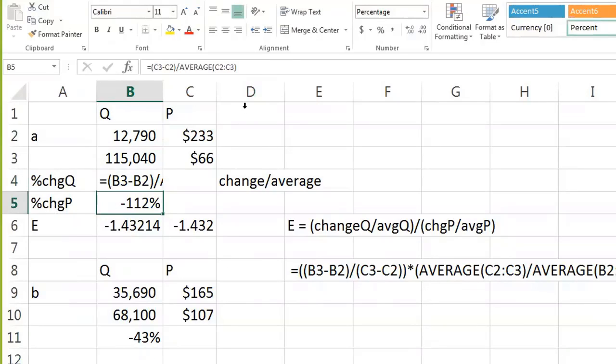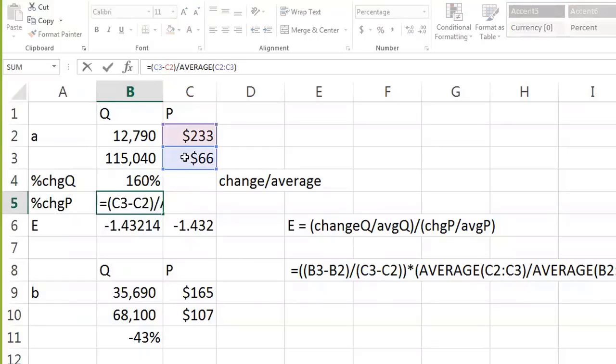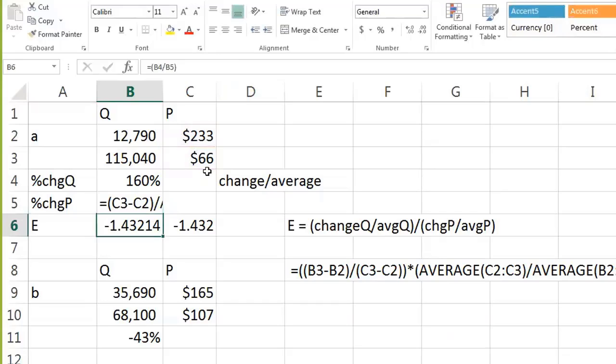On the percent change of price formula, I'm doing the $66 minus the $233. And you have to be consistent with the order that you're doing these things. The $66 is associated with 115,000. What I did with the quantity was 115,000 minus the 12,000. When I do the percent change of P, I have to go in that same order. So I have to do 66 minus 233. I can't do 233 minus 66 because I'm flipping things around. So $66 minus $233 divided by the average of those 2 will give me my percent change of price.